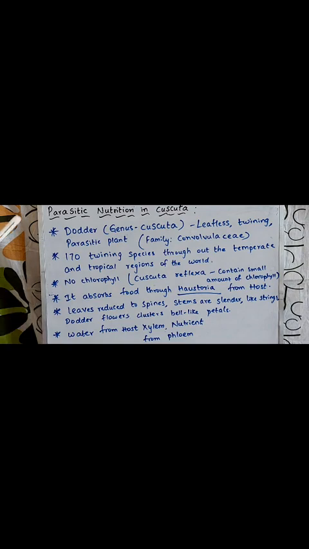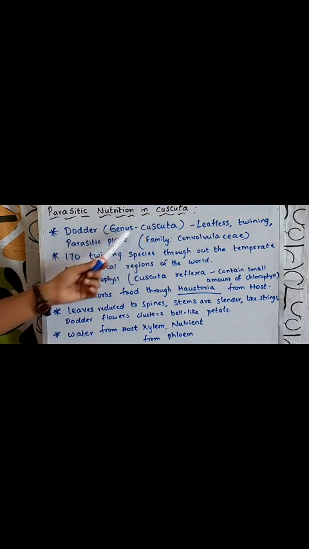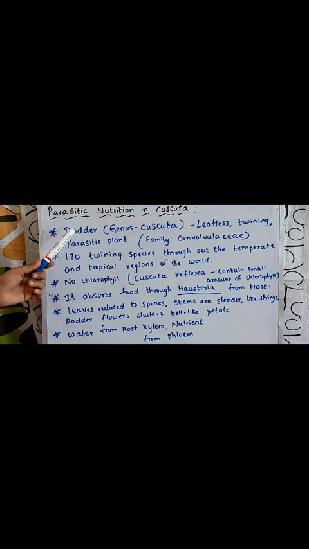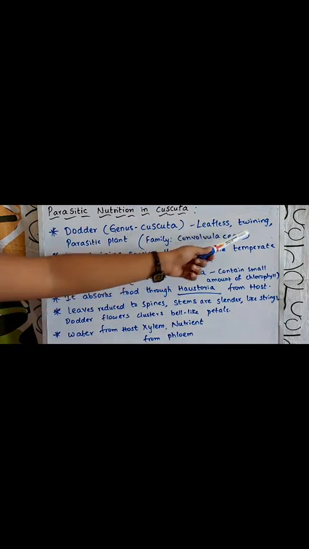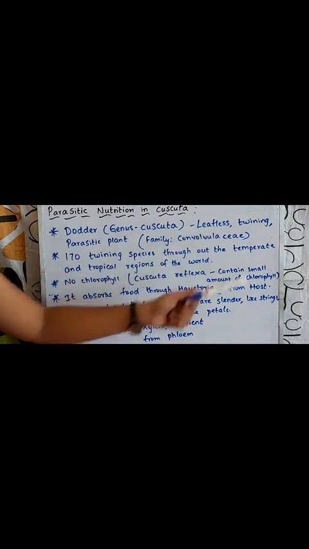Now let us discuss parasitic nutrition in Cuscuta. Here Cuscuta is the genus name. Dodder plant, which is given in our textbook, is a parasitic plant. It is a leafless, twining parasitic plant. It belongs to the family Convolvulaceae.